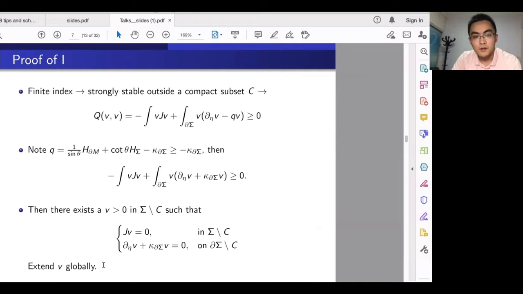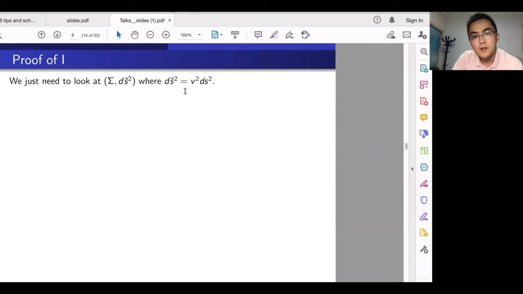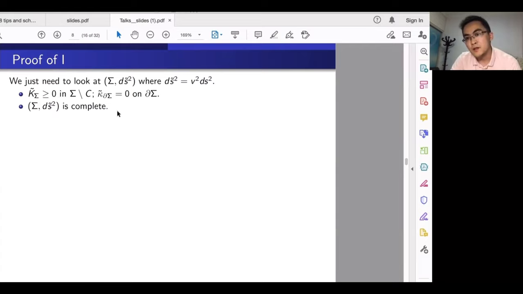Then with this function V, we can construct a new metric, d s tilde squared, that is just V squared multiplied by d s squared. So this is a new metric. Now, if we look at this new surface, we know that first, the Gaussian curvature is not negative outside a compact subset. And the geodesic curvature is always zero along the boundary of the surface. And secondly, we know that this new surface is complete. So it means that any geodesic coming from any point either hits the boundary in finite time or it exists for infinite time.